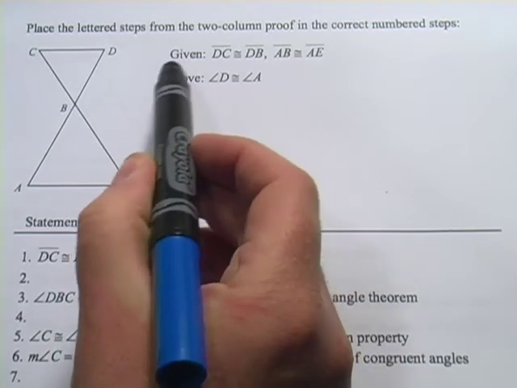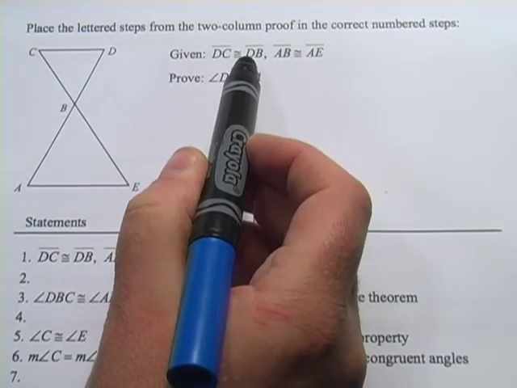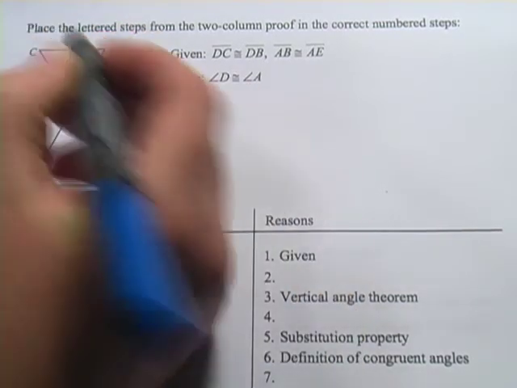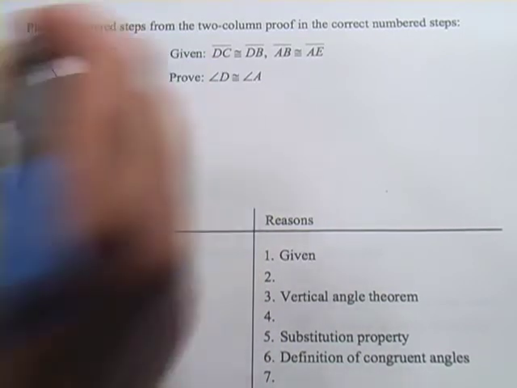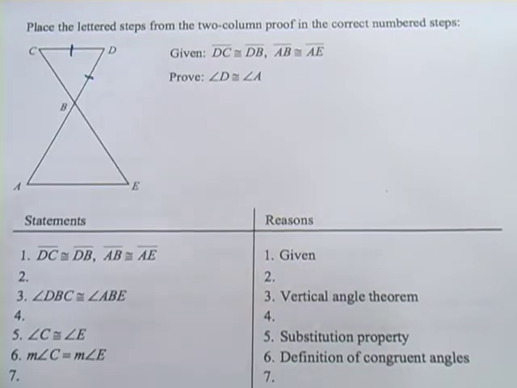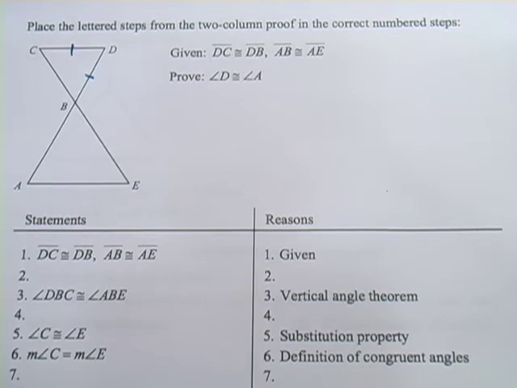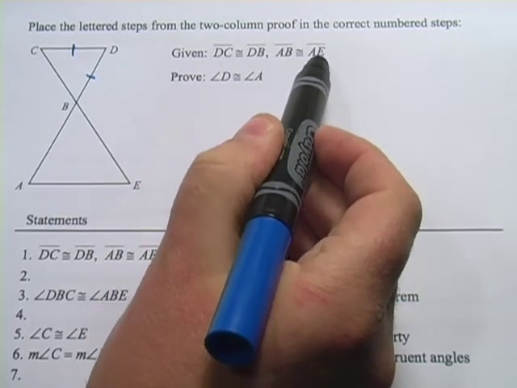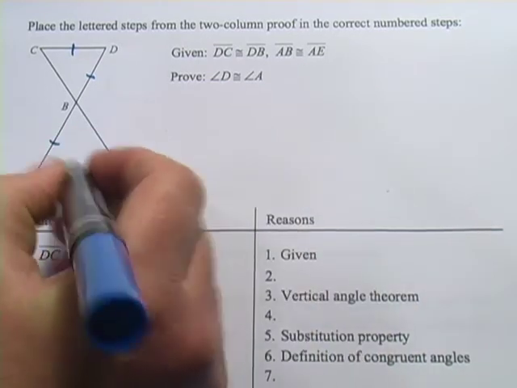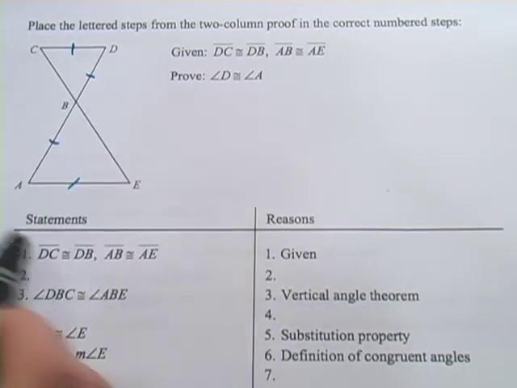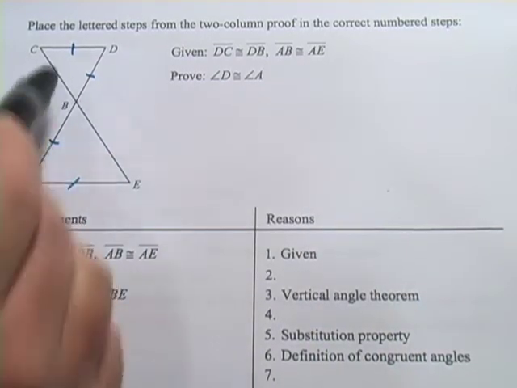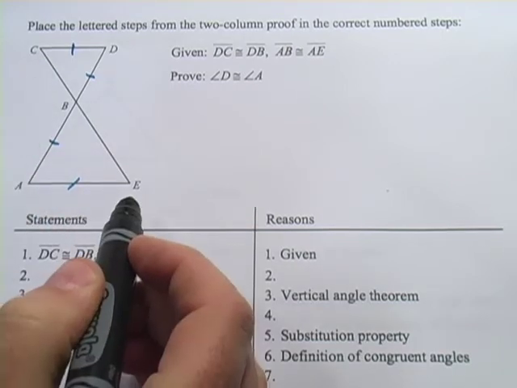First of all, we've got this. Given DC is congruent to DB. So this line and this line. And what you should already be saying to yourself is, aha, this is an isosceles triangle. And that might be important here. Now we've got AB is congruent to AE. So that's this one and this one. And aha, it's another isosceles triangle. So we've got 2 isosceles triangles.